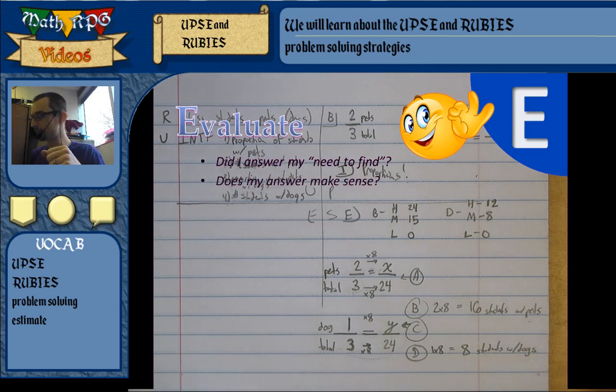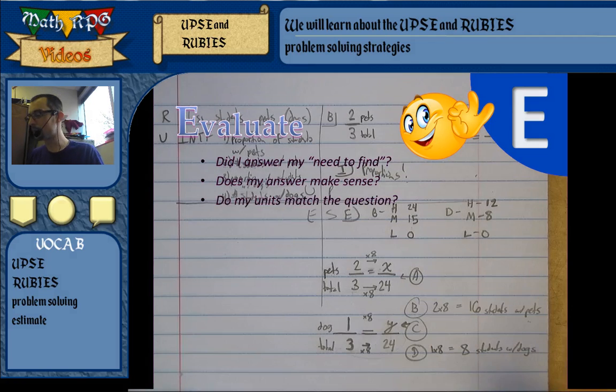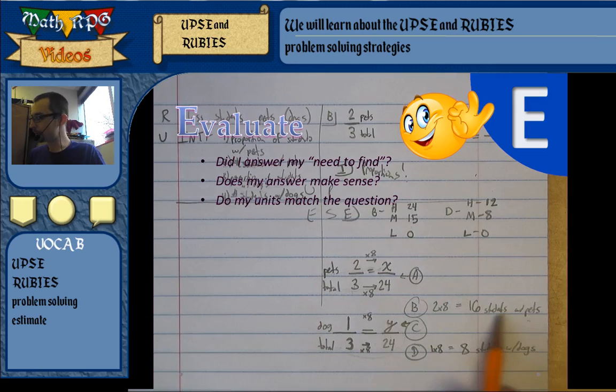Does my answer make sense? It makes sense to have 16 people with pets out of a class of 24. It makes sense to have 8 students with dogs. If I had gotten an answer like 160, that wouldn't have made sense. If I got an answer like -8, that wouldn't have made sense. Do my units match the question? My units are about students. So yeah, it matches.